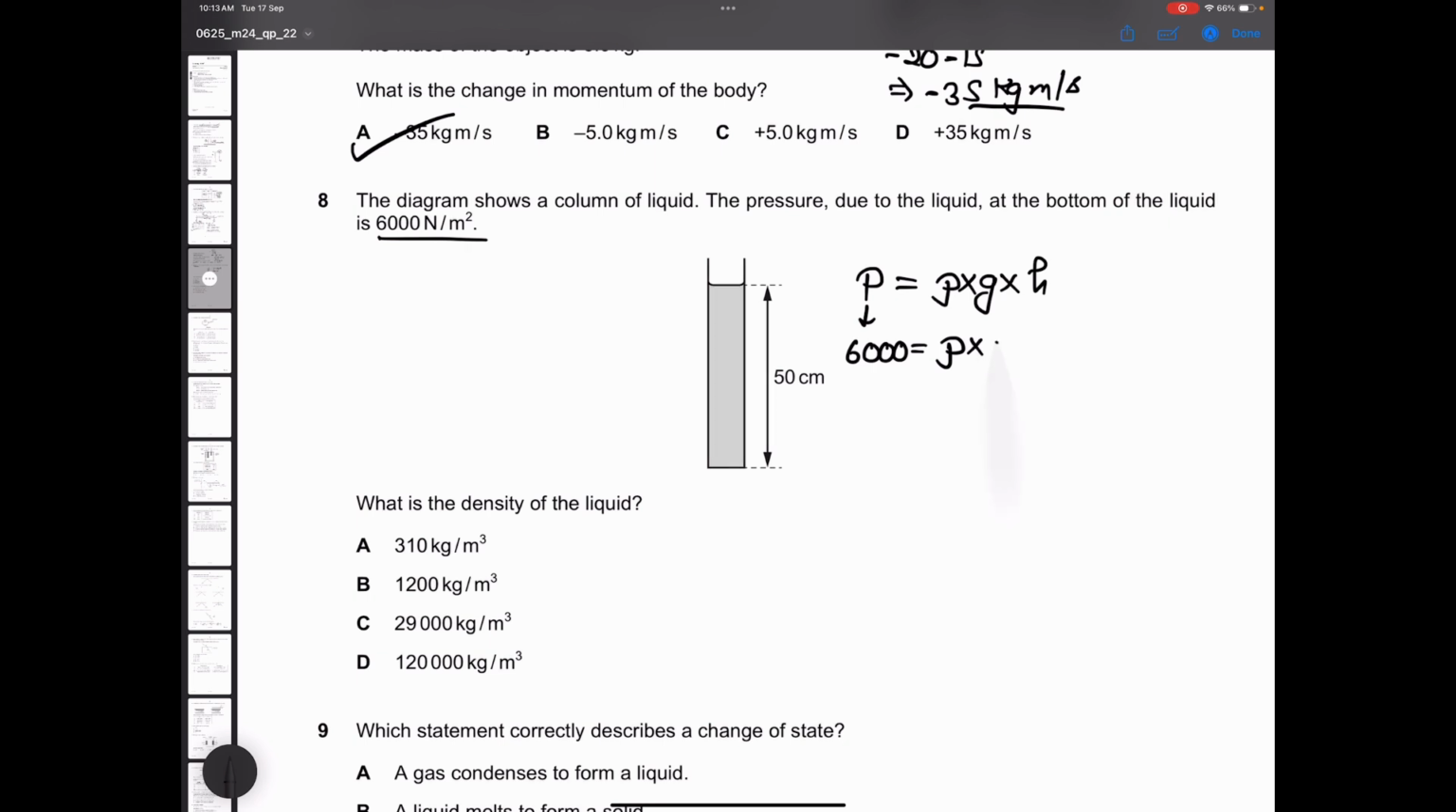G, I'm just taking 10. H, 50 centimeters is given, so we'll have to convert it into meters, 0.5. Now you can cancel this 0, this 0. 600 over 0.5 will be the density, which comes out to be 1200. So the correct answer is option number B.